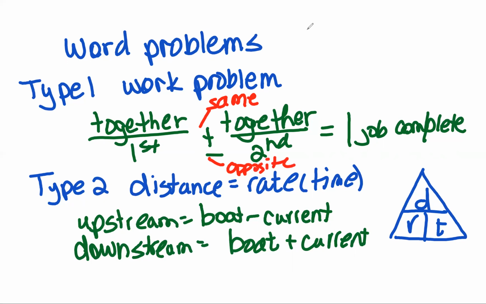Distance, rate, and time problems, you just know distance equals rate times time. The thing you need to think about here is upstream and downstream. If something is going upstream, that is slower, so it's the speed of the boat minus the current. Downstream is faster, so it is going to be the speed of the boat in still water plus the current.